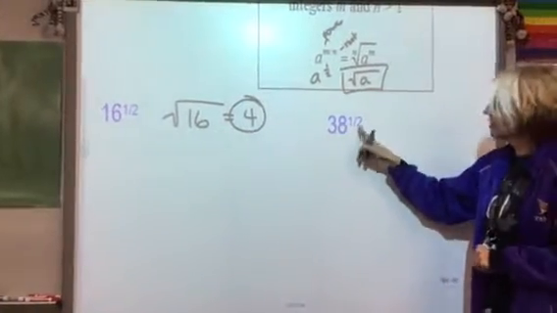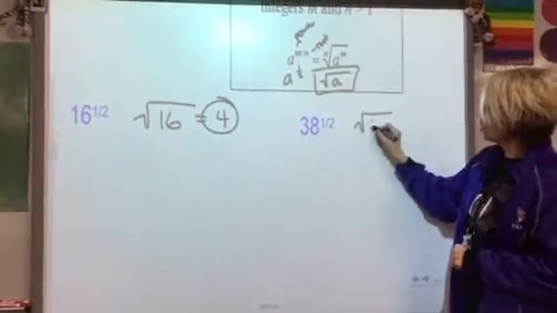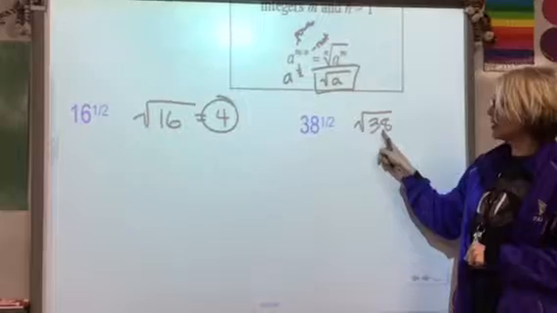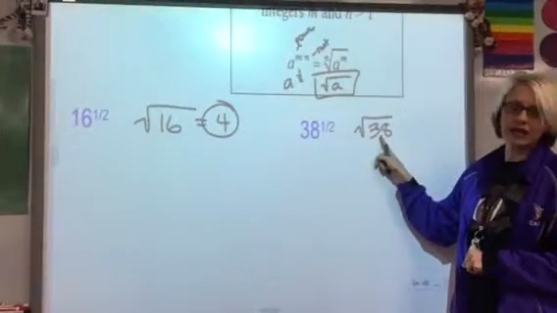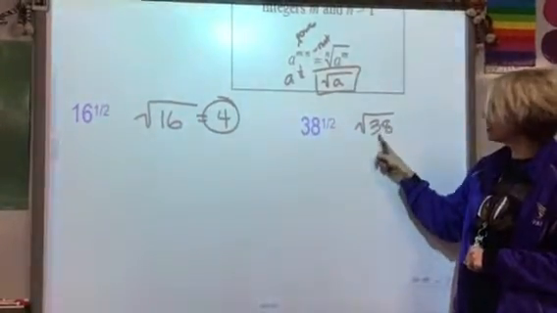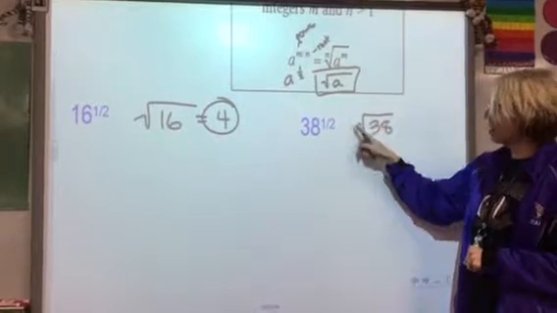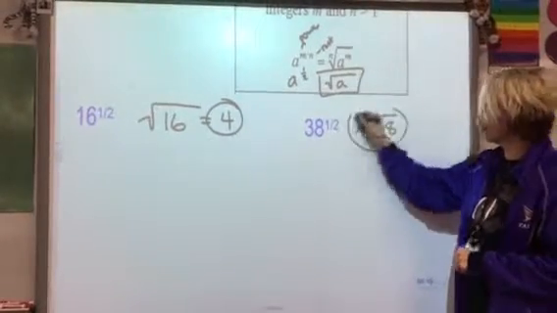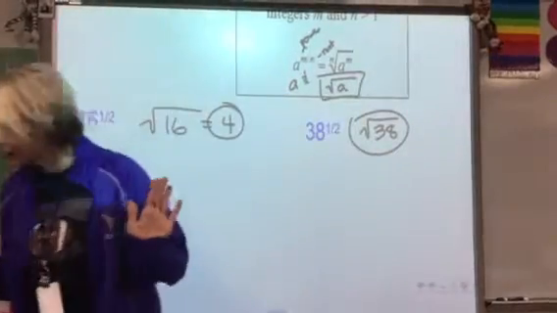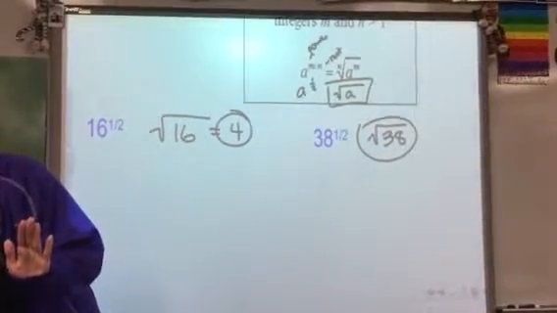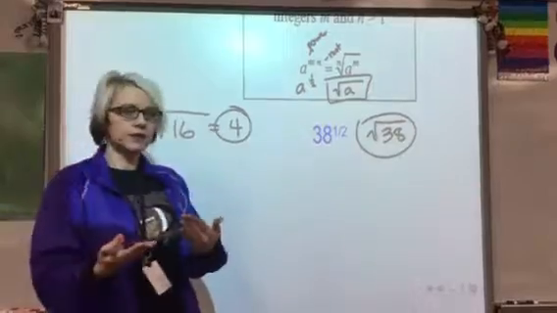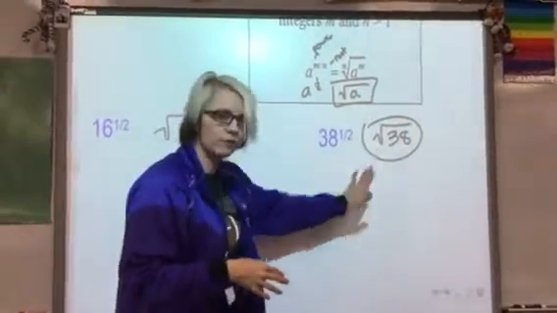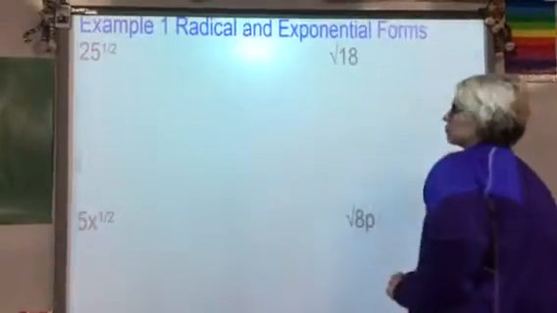38 to the 1/2 is just going to be radical 38, because I cannot simplify. 38 is not a perfect square. I cannot simplify this down. This 2 means it's a square root. The 1 means it's 38 to the power of 1. So perfect squares you can work out, but if it's not a perfect square, you're going to have to leave it in radical form for this lesson, okay?